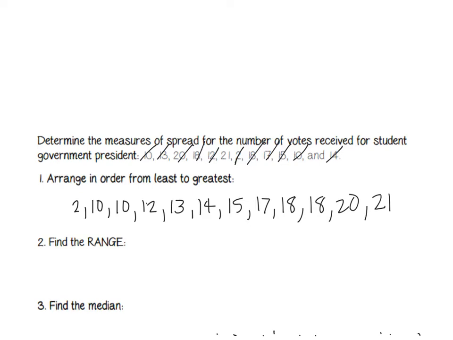Okay, so now we're going to find the range. We look for our largest and our smallest number and subtract. So 21 is our largest value, minus 2, our smallest value, will give us a range of 19.